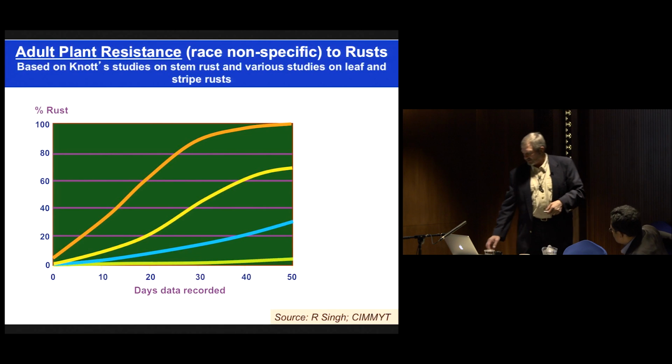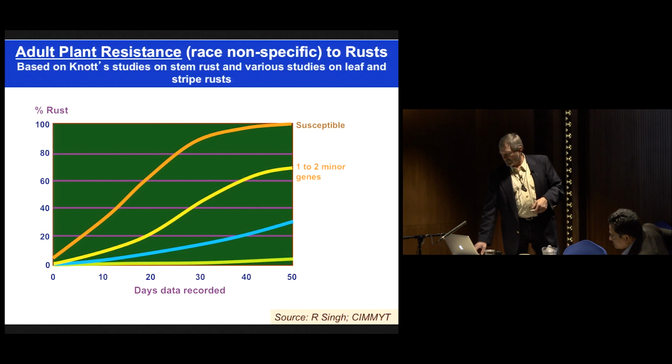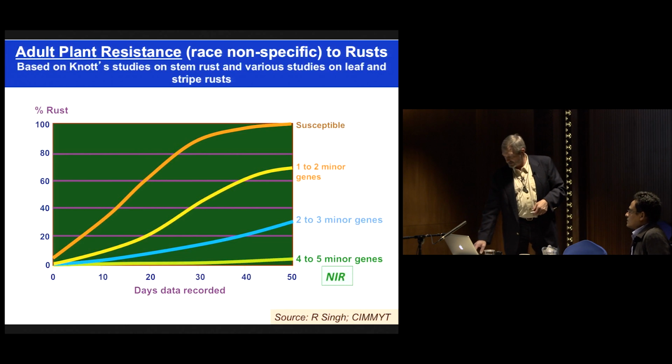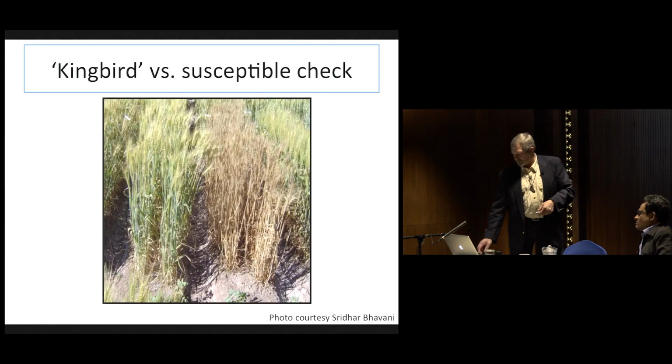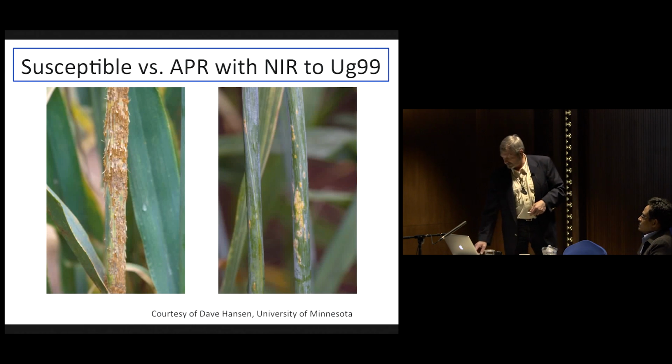So this again you've seen. Susceptible, 1 or 2 minor genes, 2 or 3 major minor genes, 4 or 5 minor genes, near immune response. So this is what susceptible looks like versus adult plant resistance. And again, this is the cultivar Kingbird.